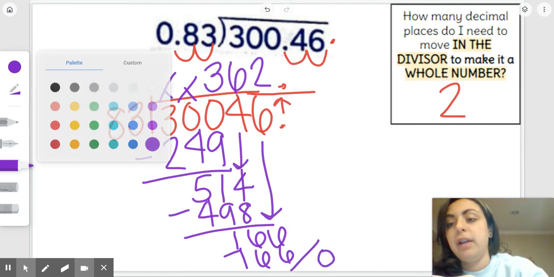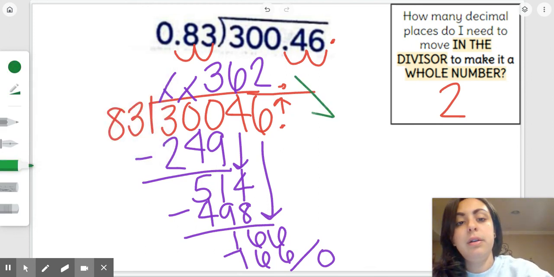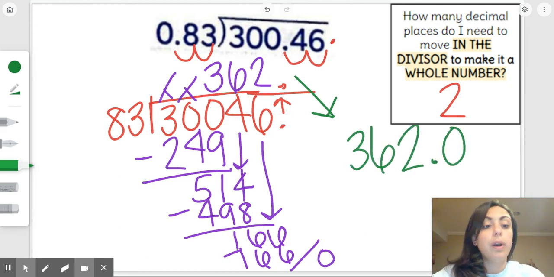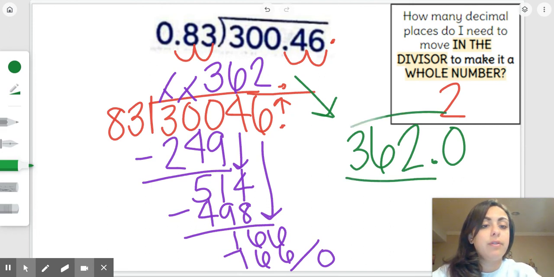So my final answer, again, decimal points are all where they belong, should be 362 with a decimal point after the 2. You can add the 0 or not because this is a whole number with nothing after it.